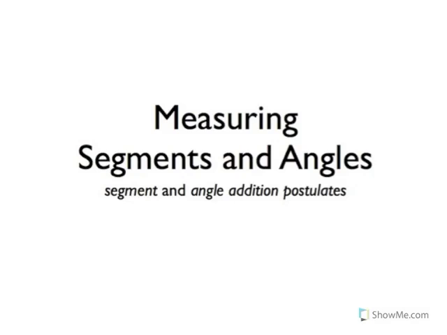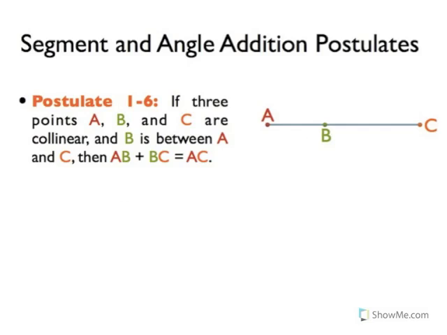Now that we know how to measure segments and angles, let's talk about adding those measures together. And we'll do it using these two postulates, the segment and angle addition postulates. The segment addition postulate says that if 3 points A, B, and C are collinear, and B is between A and C, like we have in our figure, then AB, this distance here, plus BC, this distance here, is going to equal AC, the whole distance. Imagine that. If you add two pieces of an object together, you get the whole object.